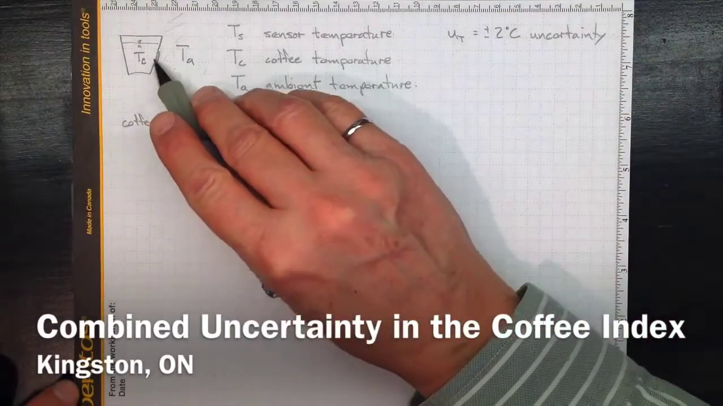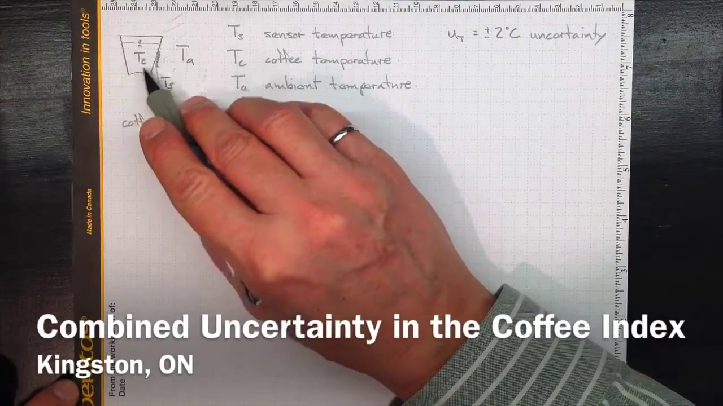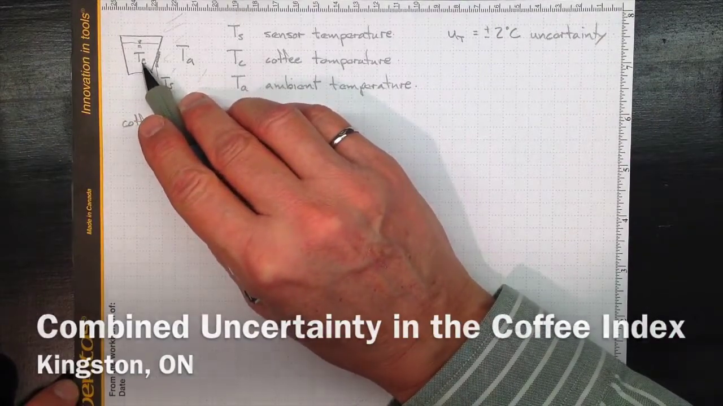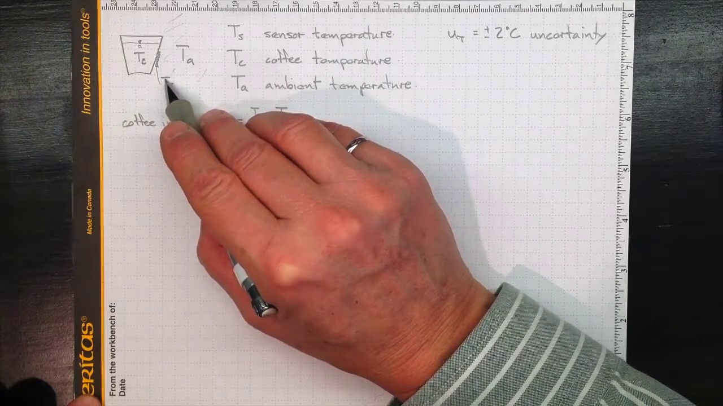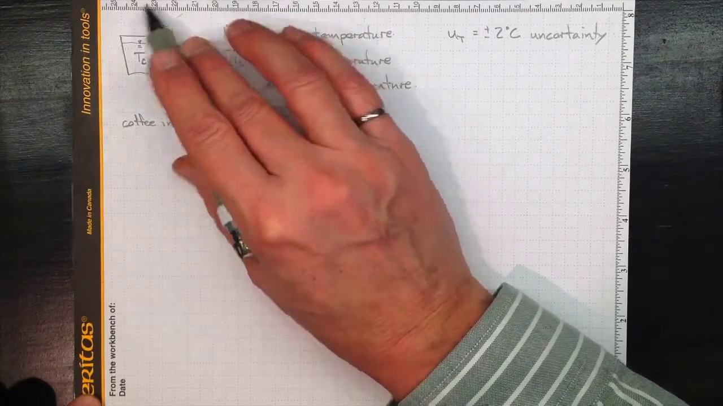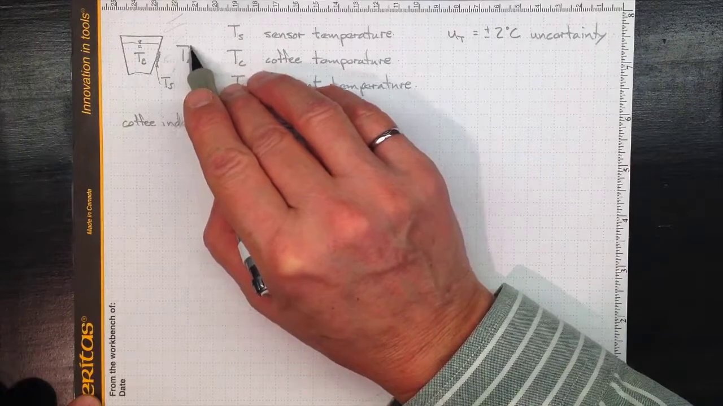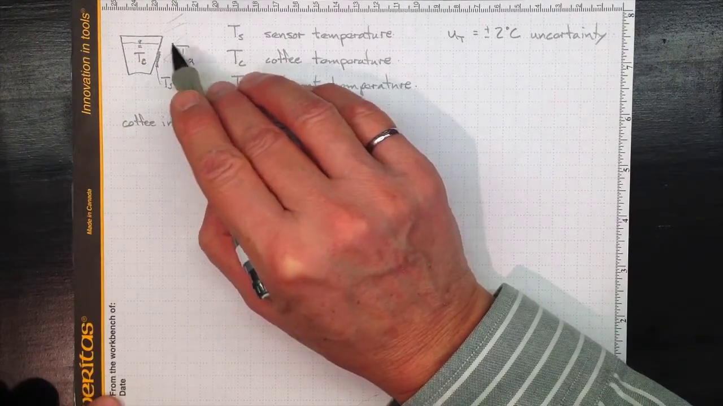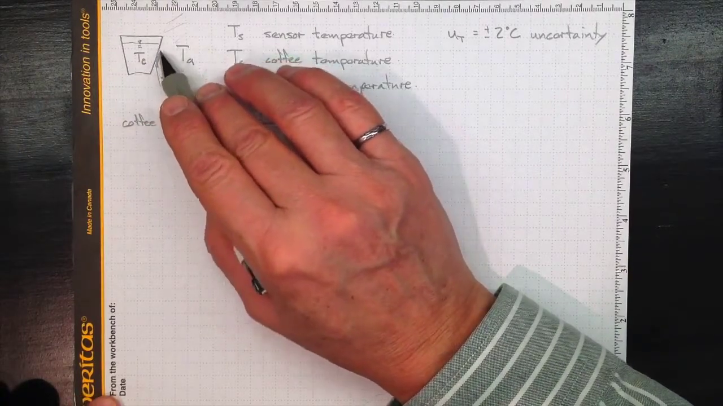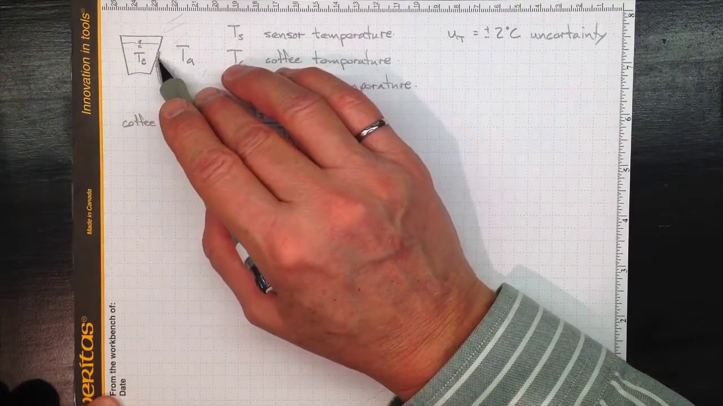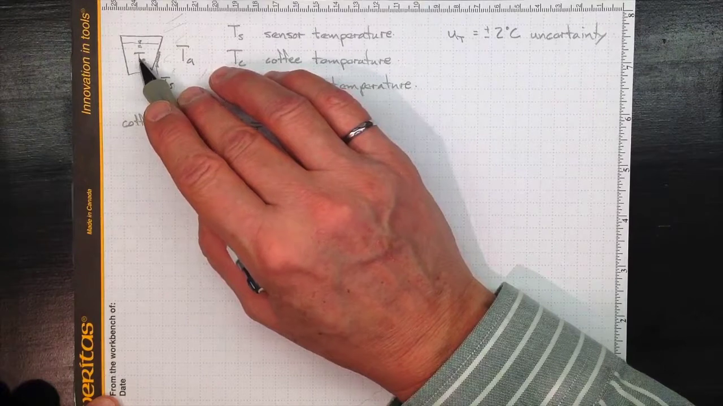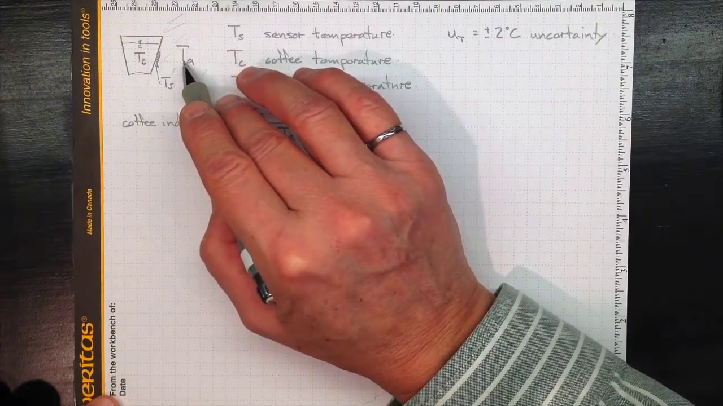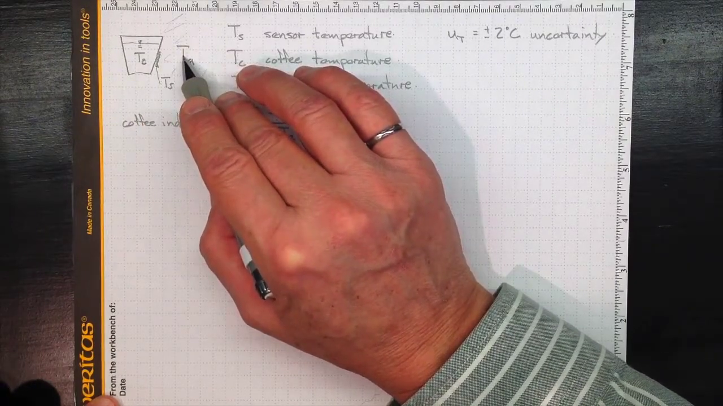Suppose we have a coffee cup here with coffee inside it at some temperature T coffee. And on the outside of the cup we've got a sensor which is at TS and air around it which is at ambient temperature TA. Now depending on the configuration of the cup and how well insulated the mounting is for the sensor, the temperature will be somewhere in between the coffee temperature and the ambient temperature when things reach steady state.